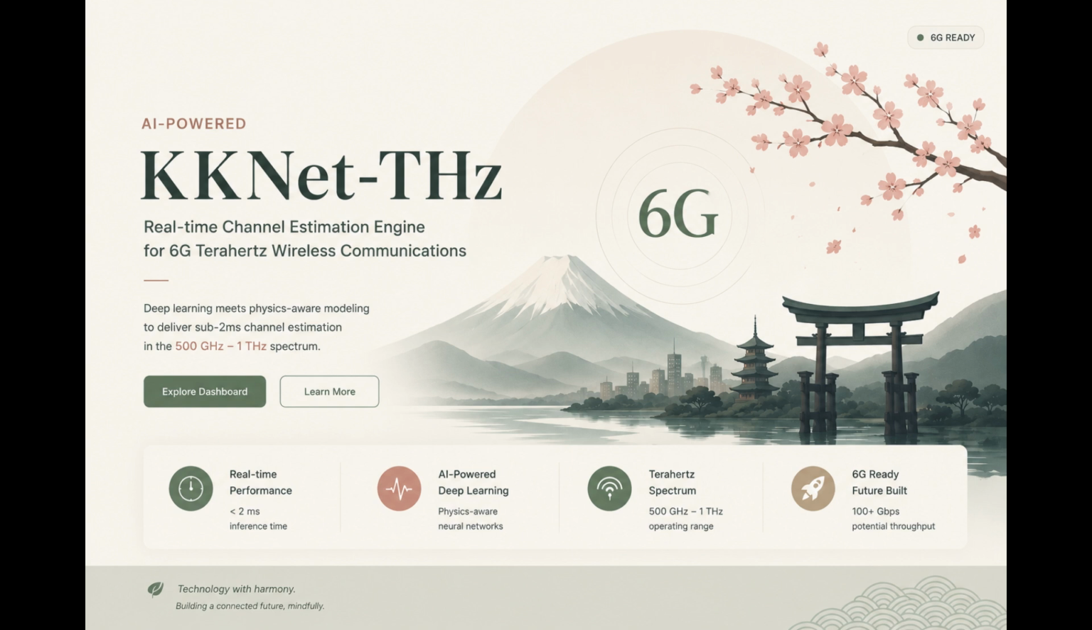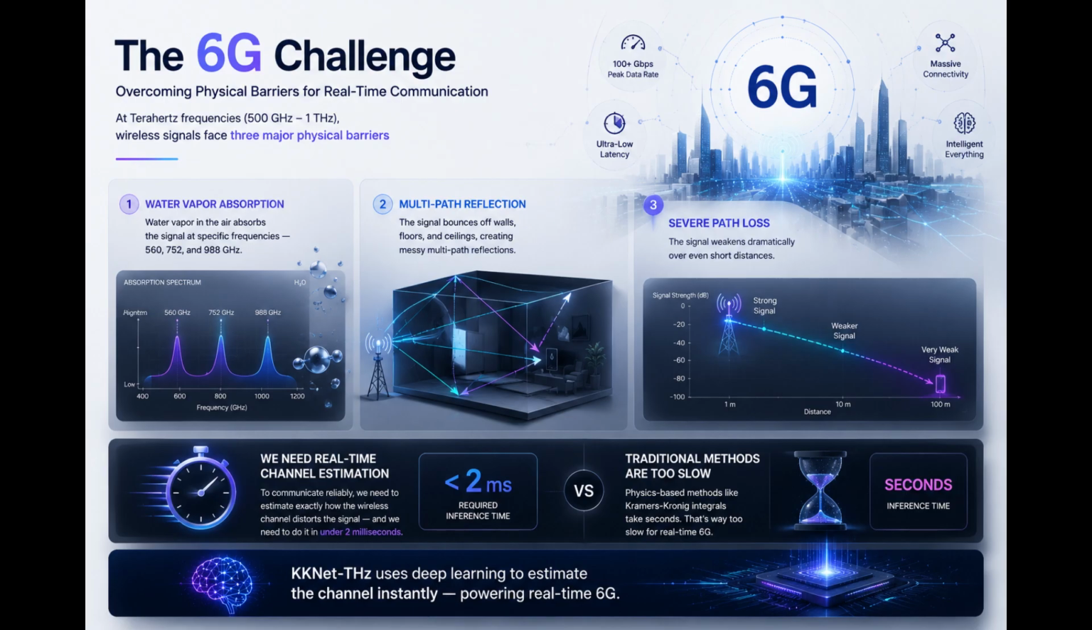Here's the problem. The next generation of wireless, 6G, will use terahertz frequencies between 500 GHz and 1 terahertz. This unlocks insane bandwidth. We're talking 100 plus gigabits per second, enough to power autonomous vehicle networks, holographic video calls, and smart city IoT meshes. But there's a massive physical barrier.